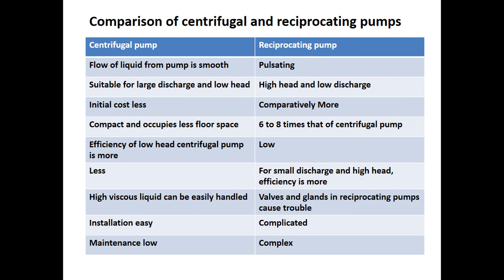You can easily handle highly viscous liquids in a centrifugal pump, but more valves and glands are present in reciprocating pumps, which cause trouble. Installation is comparatively easy in a centrifugal pump, whereas it is complicated in a reciprocating pump. Maintenance is comparatively low for a centrifugal pump, whereas it is complex for a reciprocating pump. Why is the maintenance complex? Because more parts are present in the reciprocating pump.